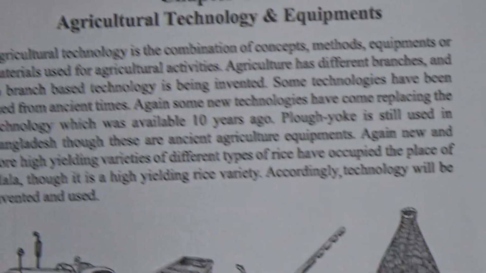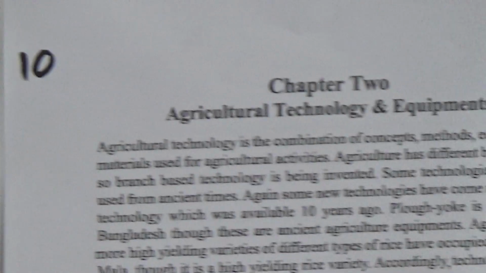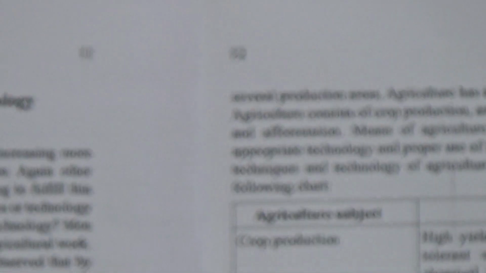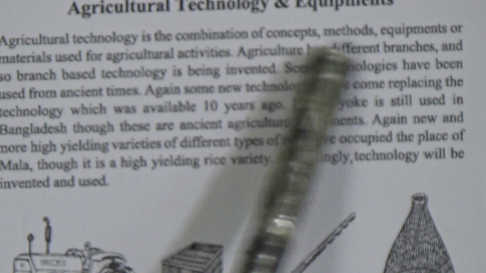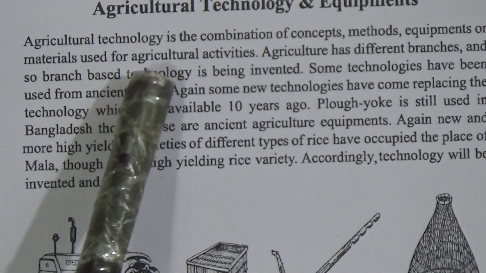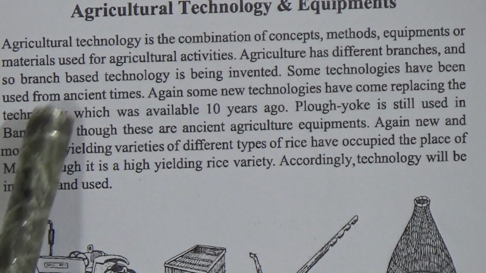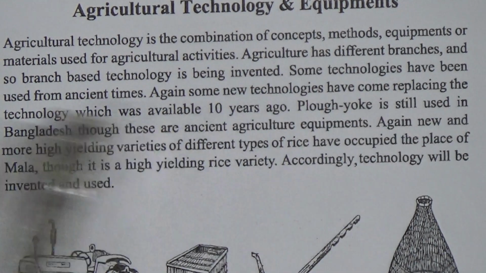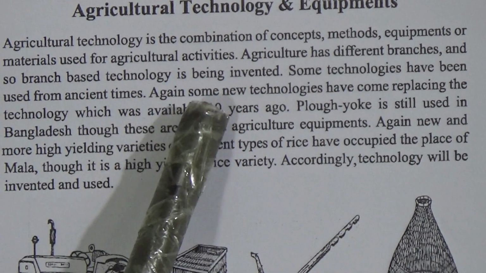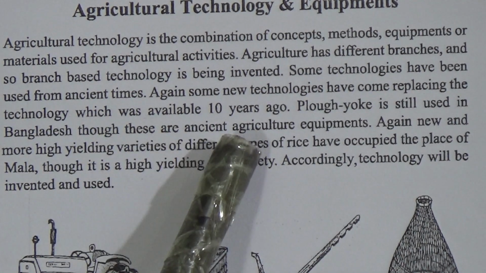It is page number 10. Here 11, then 12, then 13, 14. Okay, let's start. Agricultural technology is the combination of concept, method, equipments or material used for agricultural activities. Agriculture has different branches, and so branch-based technology is being invented. Some technologies have been used from ancient times. Again, some new technologies have come, replacing the technology which was available 10 years ago.